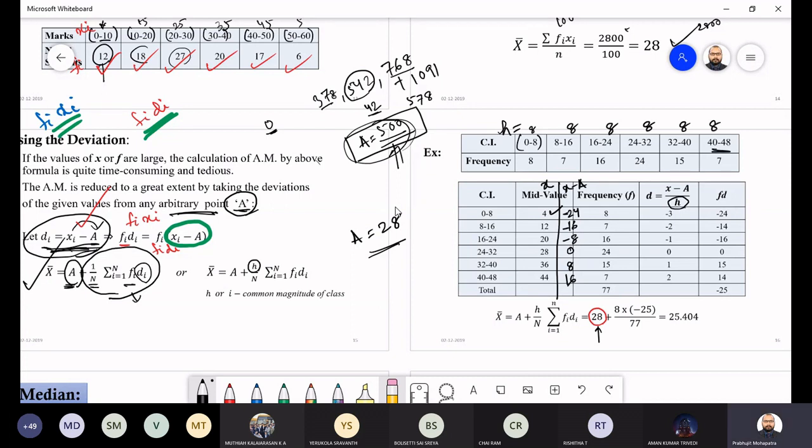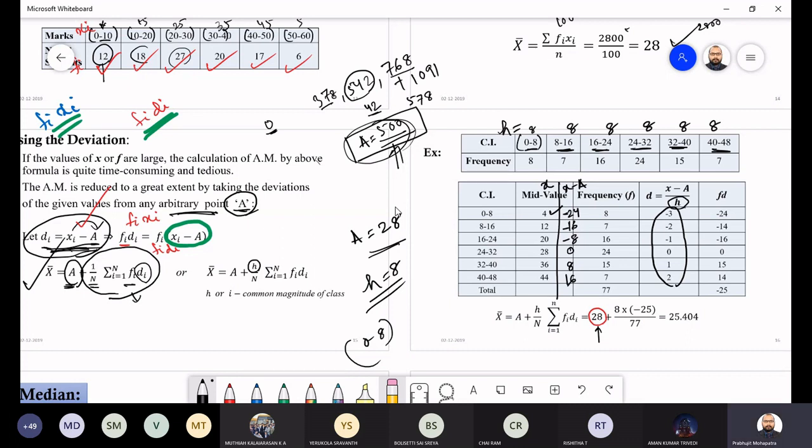40 minus 48, what is the difference? 8 units. 32 minus 40, 8 units. 24 minus 32, 8 units. 16 minus 24, 8 units. 8 minus 16, 8 units. The class interval is nothing but 8 units. So you have to scale that one. If you're dividing by h, now you see how small a number you are getting.